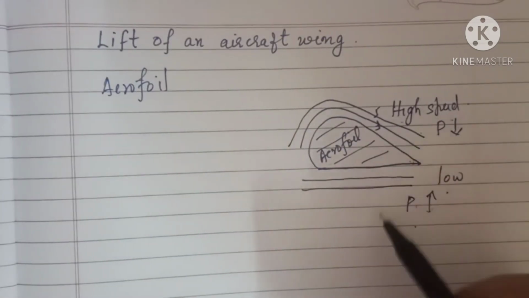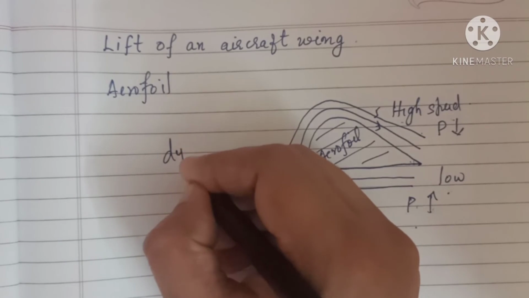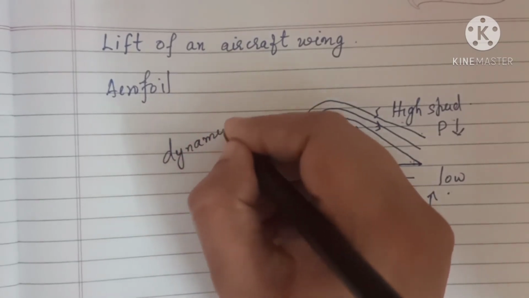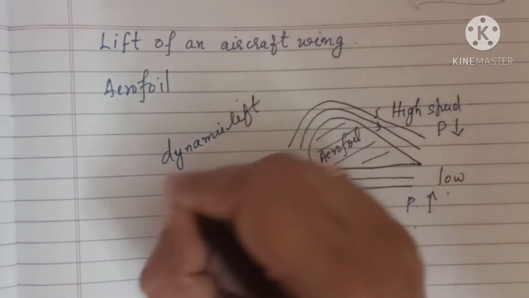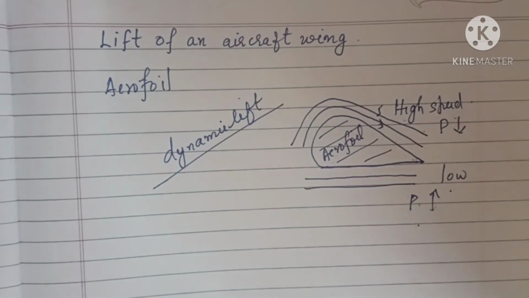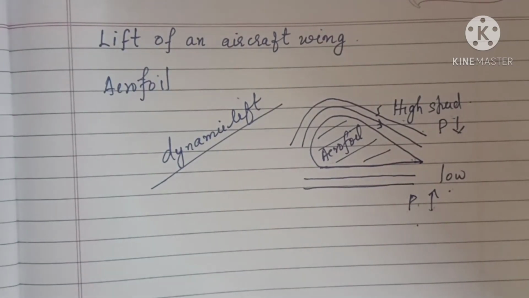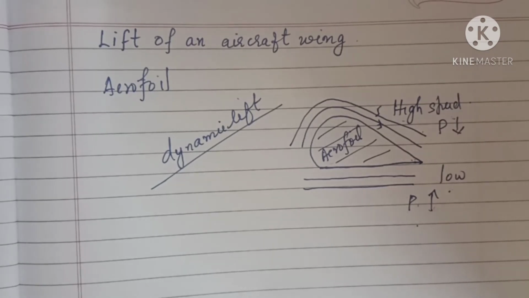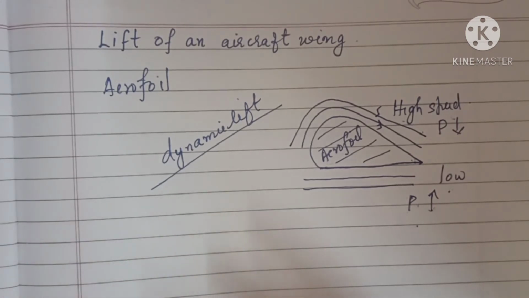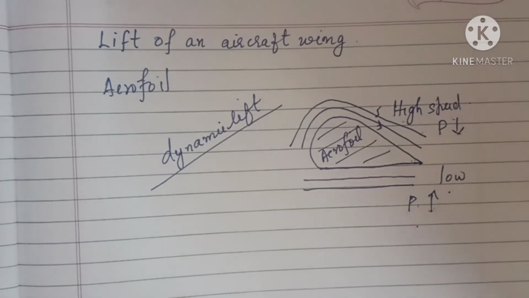The difference in the pressure provides an upward lift, and that lift is known as dynamic lift. Understand? So this is all about the lift of an aircraft wing. In all these cases, we are using the same principle, that is, when pressure increases, velocity decreases, or vice versa. Okay, now we are moving to another device.